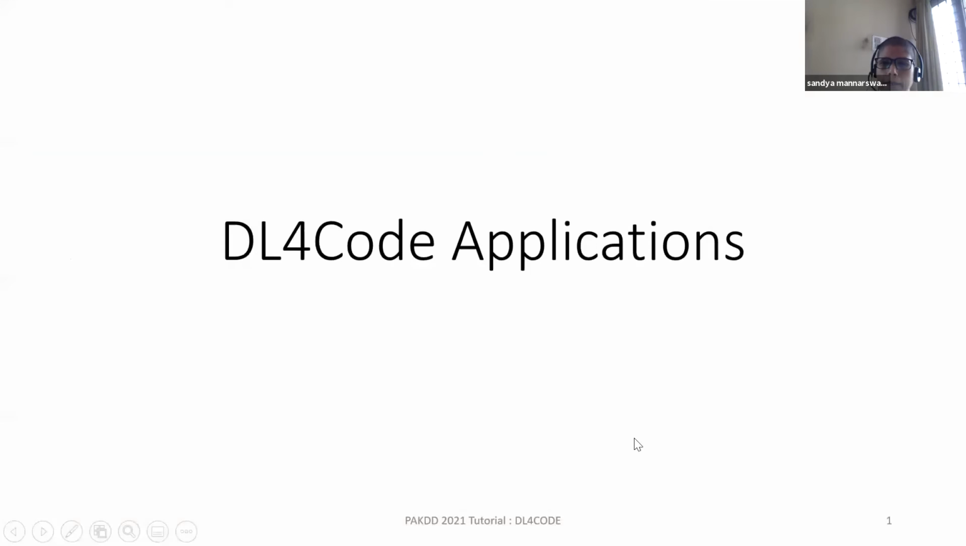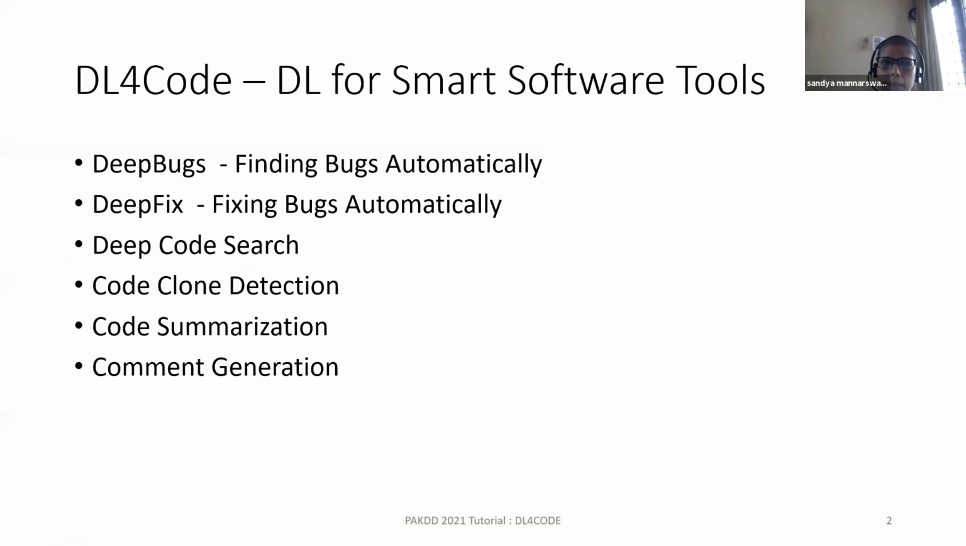Okay. So the final session of this tutorial would be around how deep learning techniques can be applied to different applications for software engineering. In particular, as we saw earlier, big code use cases can be very widely different, right from learning coding conventions all the way to comment generation, code summarization, or even automatic code generation. So when you think about building smart software engineering tools, there are a bunch of use cases.